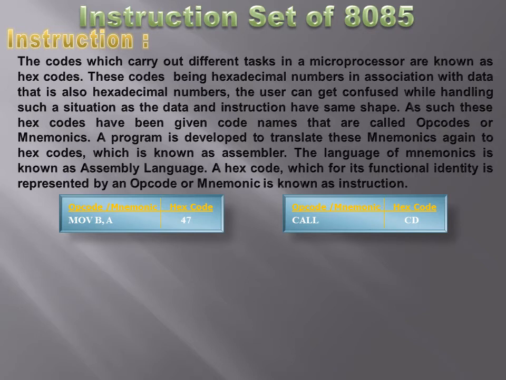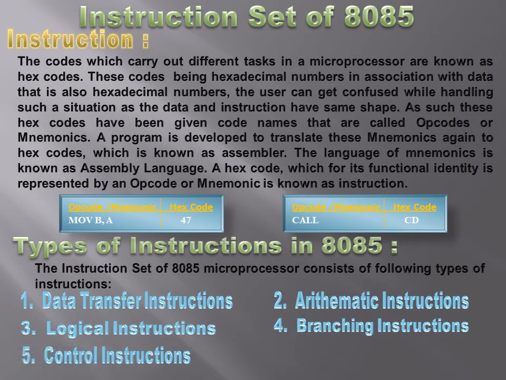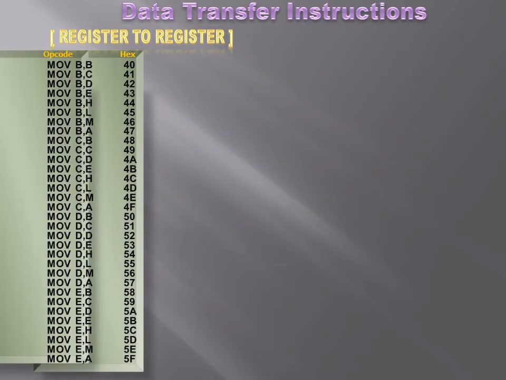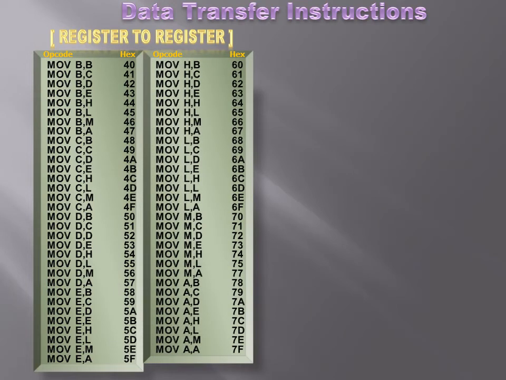If we talk about the instruction set of 8085, the instruction set of 8085 is based on the 5 types of instructions present there. We'll take them one by one. The first type we call as data transfer instructions. In this type of instructions, we have the data movement from one register to other register, and data to a register or memory.